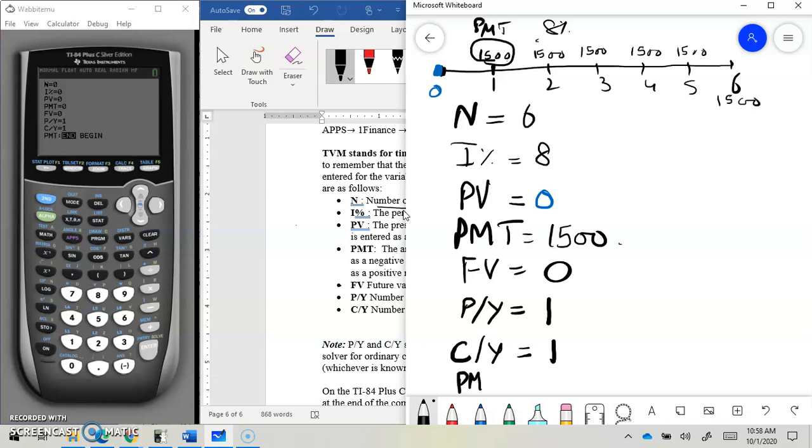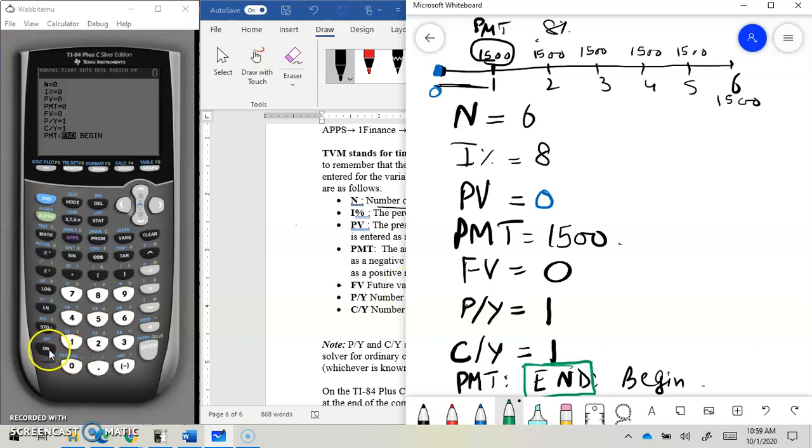Last one: are you making the payment at the end or the beginning? Meaning the payment is made at the end of the period or the beginning. So here you see at the end of the first year we make the payment. Every year at the end of the year we make the payment. So we have to highlight the END option in your calculator.